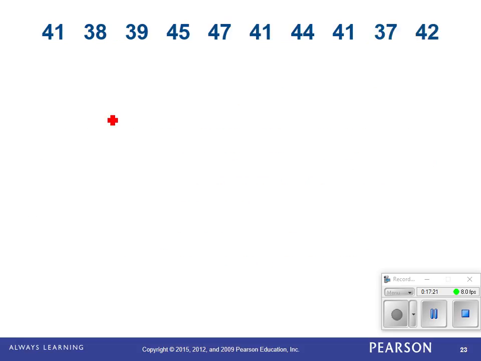First thing we're going to do, we've got to find the mean. So that's going to be our x bar. We're just going to total all these up. You grab your calculator, total them all up. I got a total of 415. There's 10 of them, so we're going to divide by 10. That's going to give us 41.5. That's our x bar.